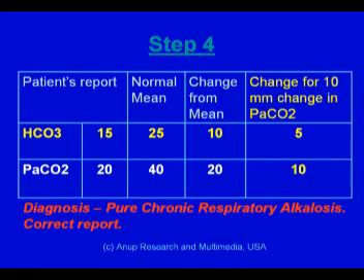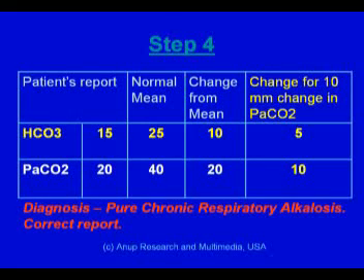Now let's look at what's going on with the bicarb. The PaCO2 we have already seen. The bicarb is 15 in this patient and the normal mean is 25, so the bicarb has decreased by 10. So for a 20 millimeter decrease in PaCO2, the bicarb has decreased by 10. So for a 10 millimeter decrease in PaCO2, the bicarb has decreased by 5, and this again meets the criteria for pure chronic respiratory alkalosis, and this confirms that the blood gas report is correct.